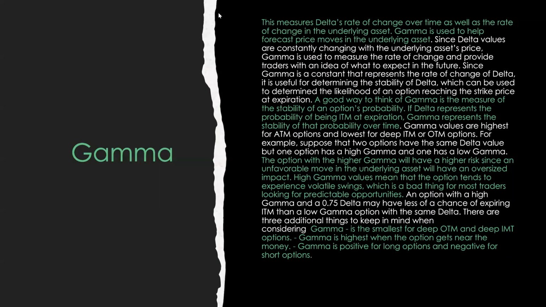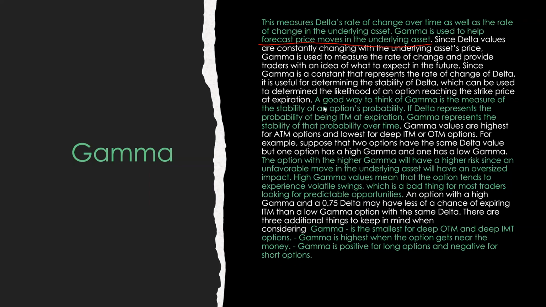So let's talk about gamma. This measures delta's rate of change over time, as well as the rate of change in the stock itself. All right. So gamma is used to help forecast price moves in the stock. Since delta's values are constantly changing with the stock's price, gamma is used to measure the rate of change and provide traders with an idea of what to expect in the near future. So since gamma represents the rate of change in delta, it is useful for determining stability of delta, which can be used to determine the likelihood of an option reaching the strike price at expiration.